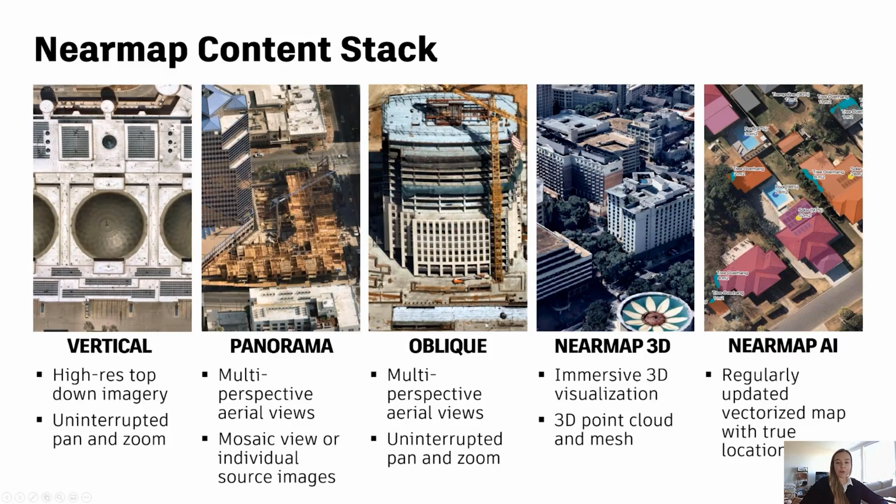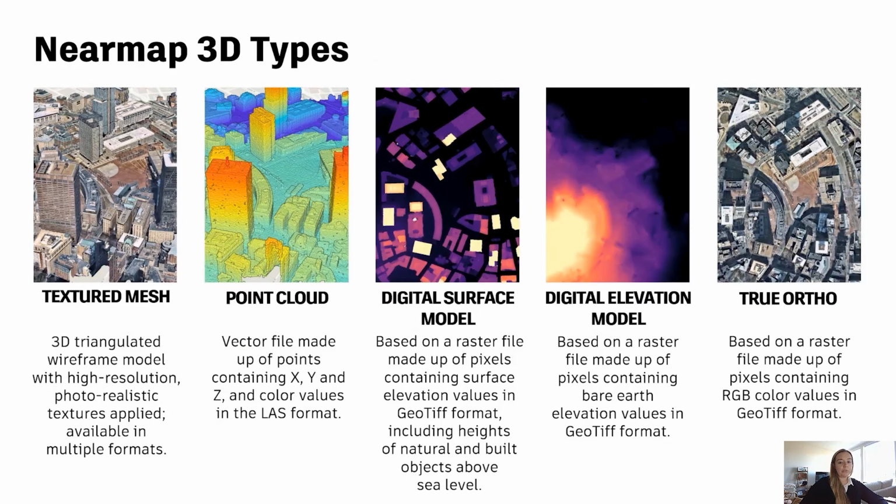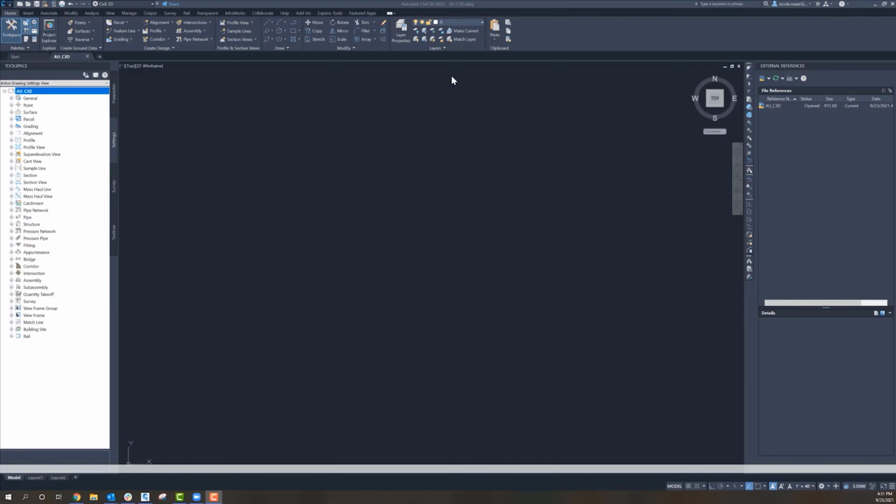Our content stack consists of vertical top-down imagery, panorama multi-perspective imagery, oblique perspective imagery that is measurable, as well as 3D and vectorized AI data layers. For a deeper dive into our 3D, we offer textured mesh, point cloud, DSM, DEM, and true ortho models. Today, Connor and I will be highlighting how this data can optimize your design workflows and engineering base maps as we derive contours in Civil 3D and InfraWorks.